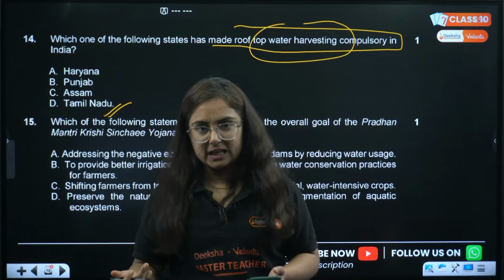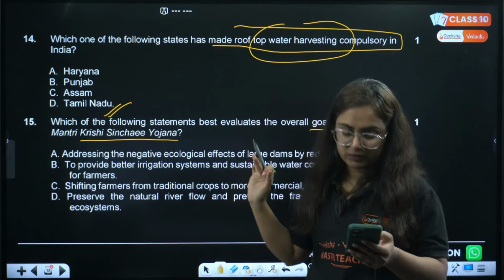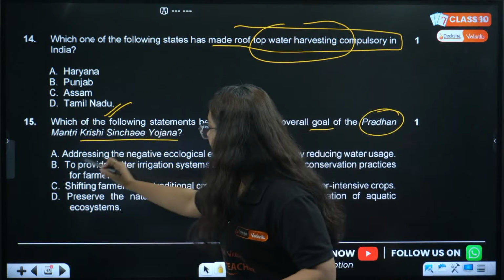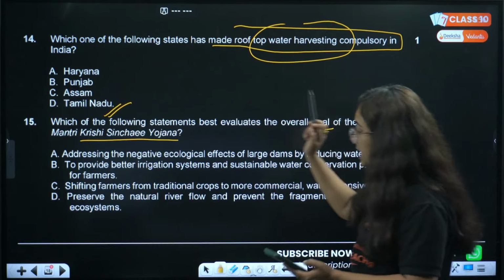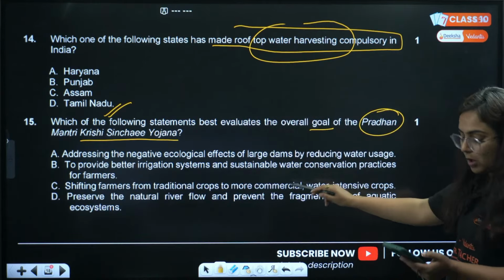Which of the following statements best evaluates the overall growth of Pradhan Mantri Krishi Sinchai Yojana? Very easy. Option A, addressing the negative ecological effect of large dams by reducing wastewater usage. B, to provide better irrigation and sustainable water conservation practice. C, shifting farmers from traditional crops to more commercial ones. Or D, preserve the natural river flow and prevent fragmentation. The name of this scheme itself defines its meaning.